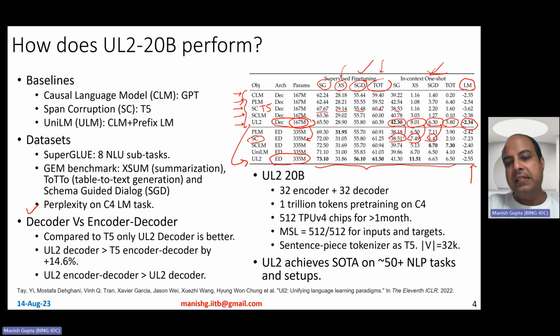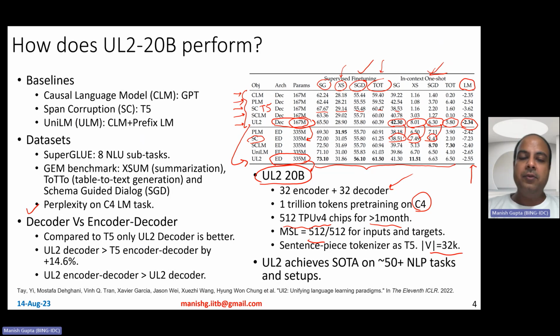Now, further experiments to scale the pre-training were done for UL2. They essentially scale this model from just 335 million parameters to 20 billion parameters. The way they do this is by having 32 encoder and 32 decoder layers. They pre-train this model on 1 trillion tokens from the C4 dataset using 512 TPU V4 chips for more than 1 month. The max sequence length, both for input and output, is fixed to 512, and they use a SentencePiece tokenizer with 32,000 vocabulary.